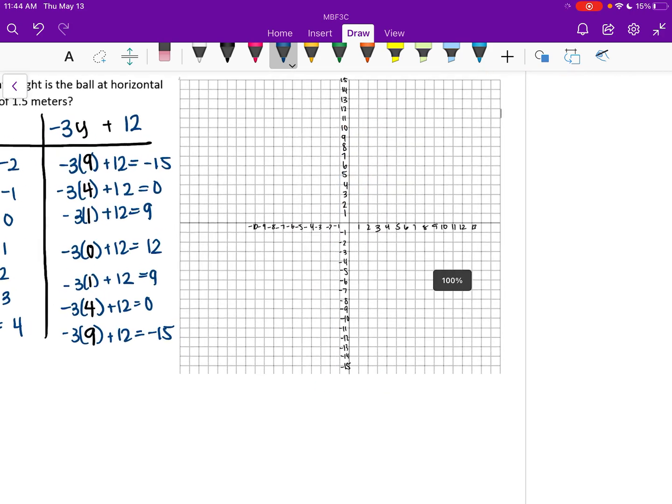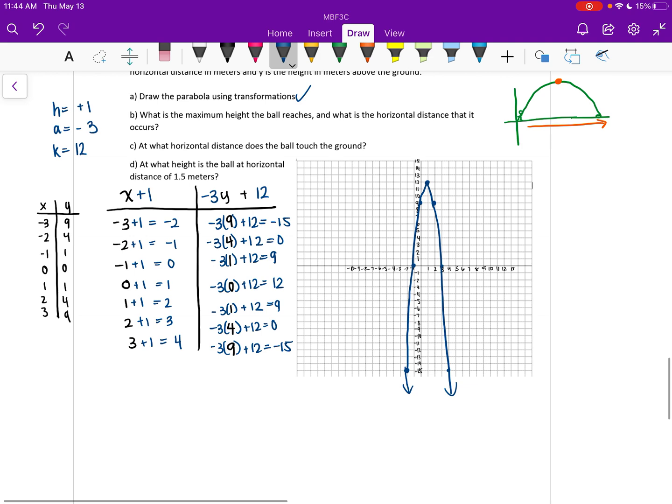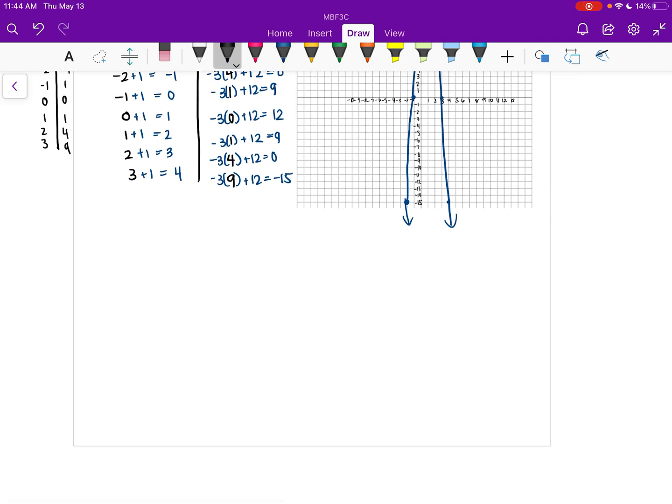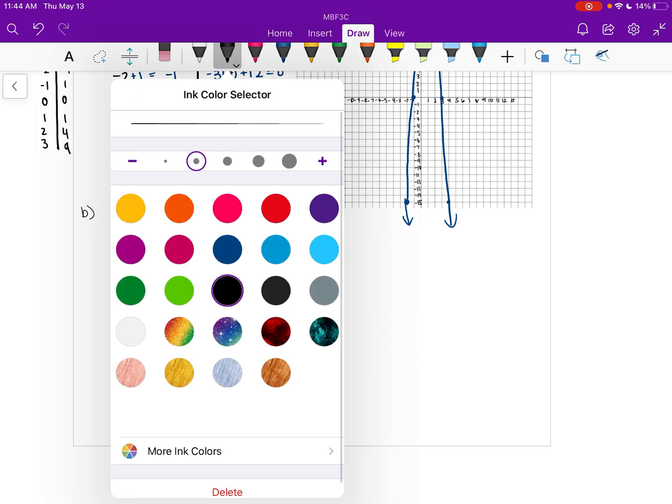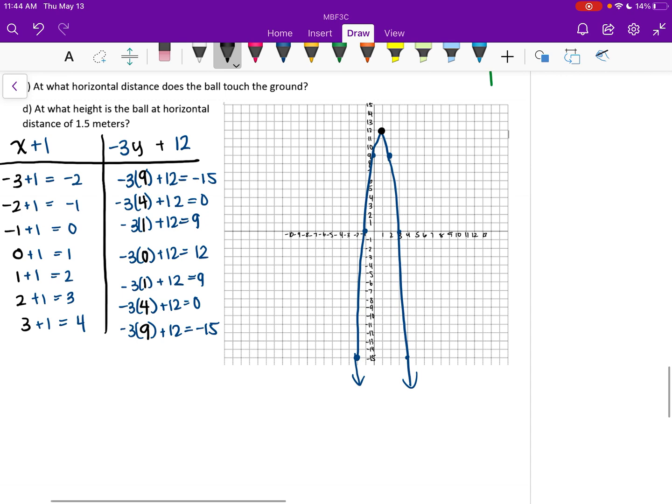Okay, so we have our graph here. So we're done A. It says draw the parabola. We're done that. Determine what the maximum height the ball reaches is and what the horizontal distance is when it occurs. So when it's asking for a maximum height, it's just asking for the vertex, right? So our vertex here is what? Let's go look at it. Where is our vertex? It's right here, right?